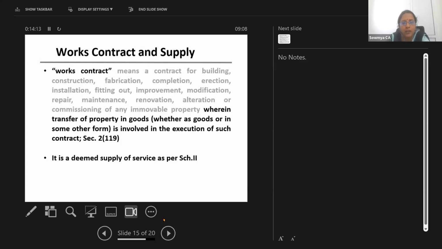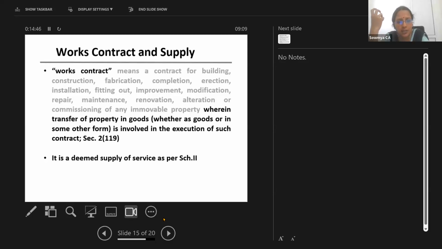And then another very important form of supply is a works contract. It's coming under Schedule 2, which is a deemed supply. Unlike a regular contract for supply of goods or supply of services, works contract has something more to it. That is, it has a concept of transfer of property in goods as well, and the service portion. So it is mostly an indivisible supply, wherein you have the component of goods and services.